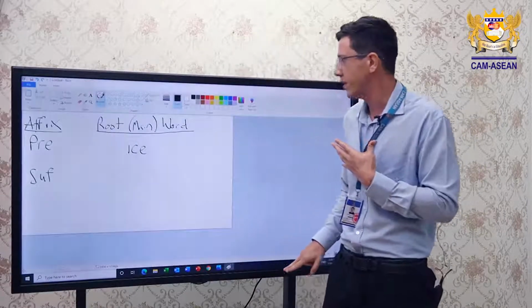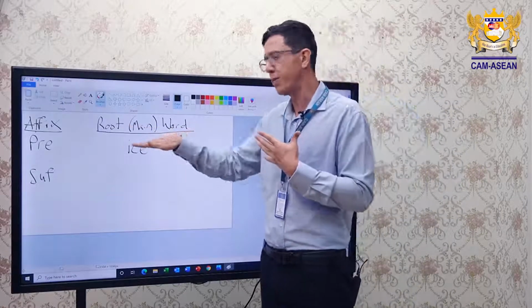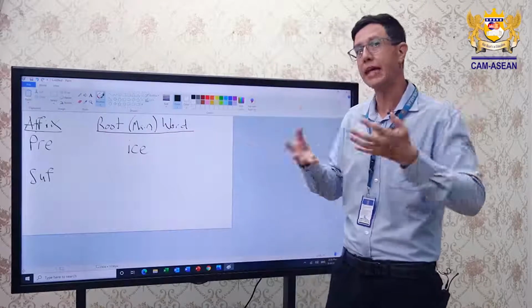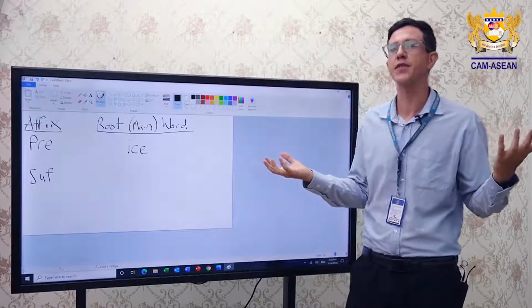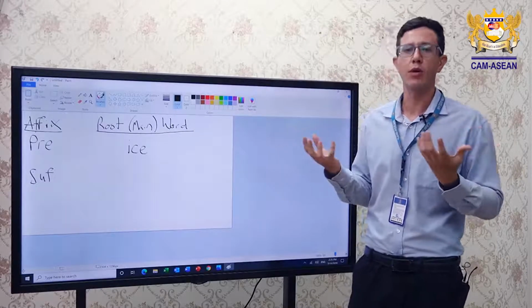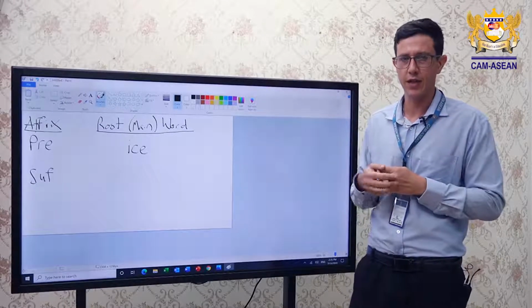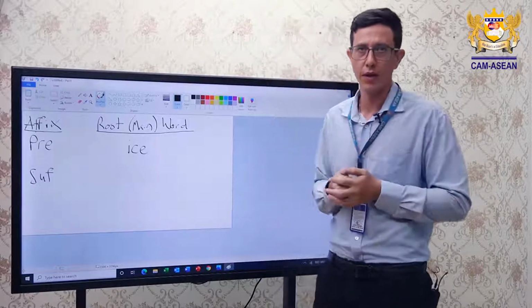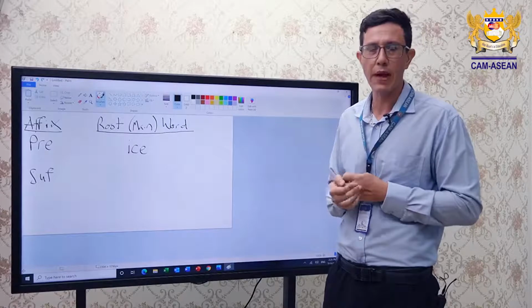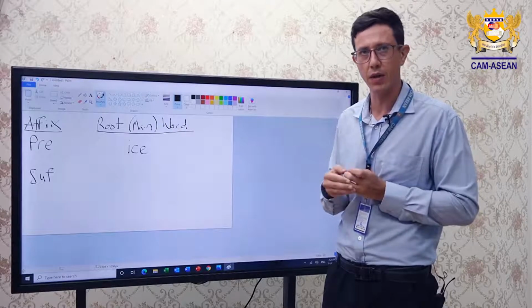Let's take a look. Root word, main word, it can be any word. It can be a noun, can be a verb, can be an adjective. This is how we modify almost any word in English. It's how we build vocabulary and even make our own words. Sometimes it's the only way to change the meaning of a word.